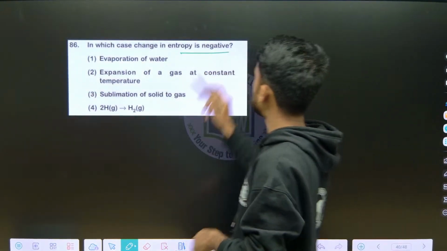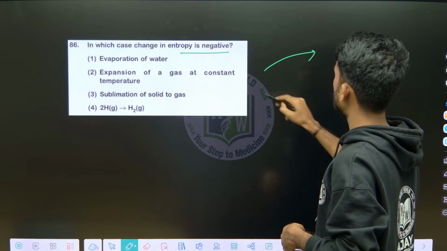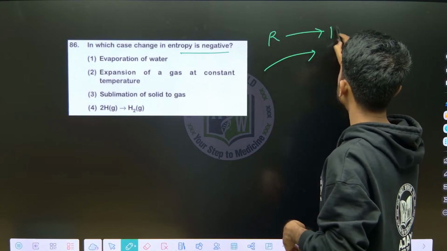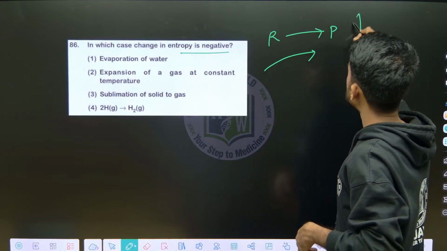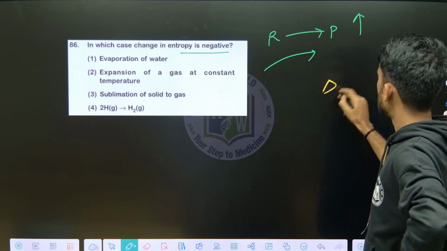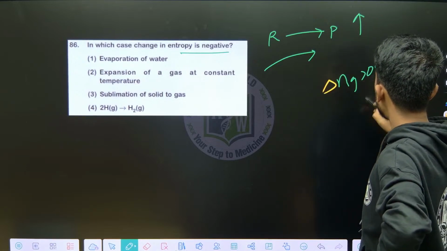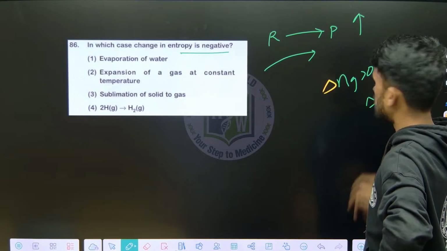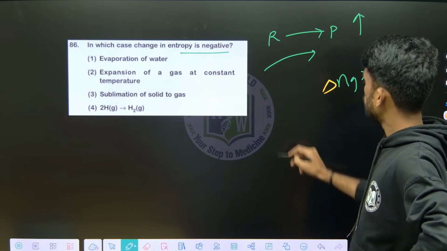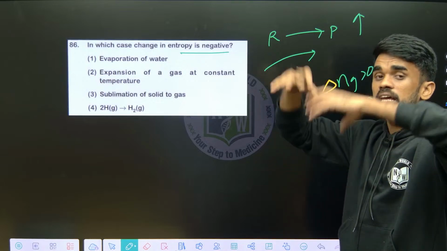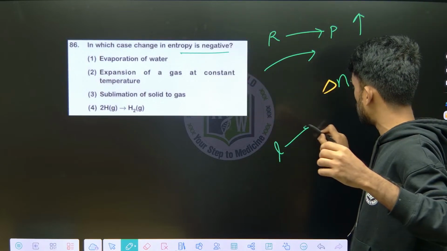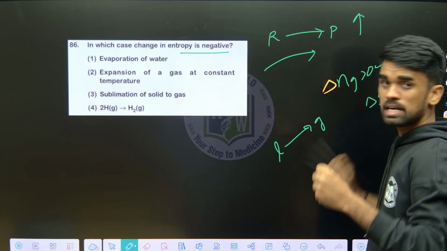Next, entropy. For a process, for example reactants to products, if the number of gaseous particles is increasing, that is delta Ng greater than 0, then delta S will be positive. If gases are expanding or a liquid is converting into gas, here also delta S is positive.